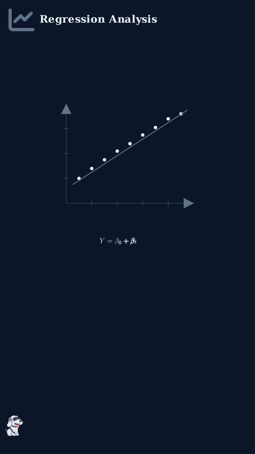The mathematical form of regression is expressed as y equals beta 0 plus beta 1 times x plus epsilon. This equation captures the linear relationship between our variables. In this equation, y is our dependent variable that we want to predict. X is our independent variable that we use for prediction. Beta 0 is the intercept, and beta 1 is the slope that shows how much y changes when x increases by 1 unit. The primary purpose of regression analysis is prediction.